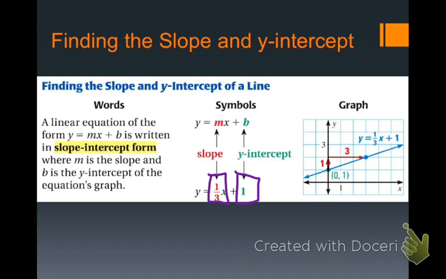So graphically, 1 is where our equation crosses the y-axis, and then if we use the slope, up 1 to the right 3, we find a second point, and that gives us the graph of our line.